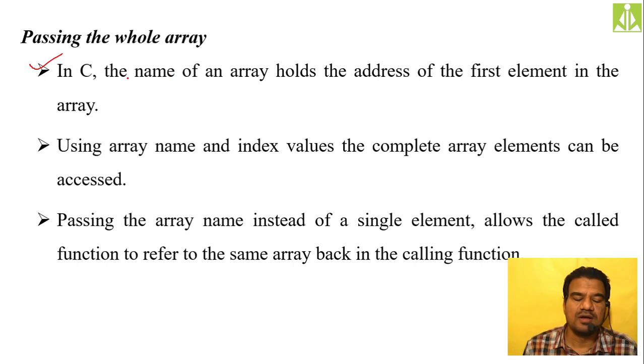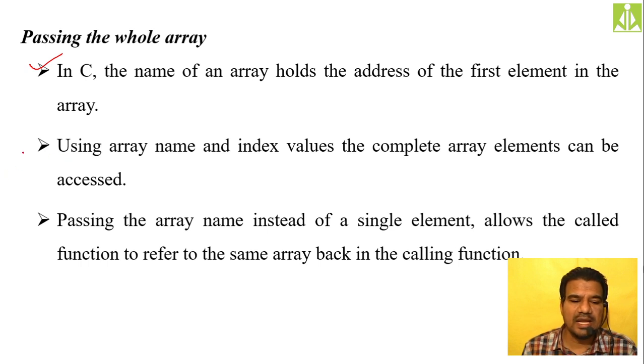Once again, we read this statement: in C, the name of an array holds the address of the first element in the array. So just put the array name, that will give you the address of the first element, and using it, it is possible to access the entire array elements, the complete array. When we pass the whole array, generally we pass the address of the first element, that is the array name itself, and inside the called function, by making use of that array name, we access all the elements. This is passing the entire array to the function.